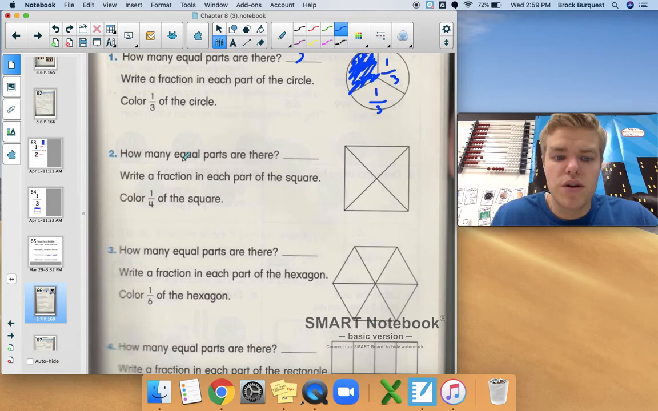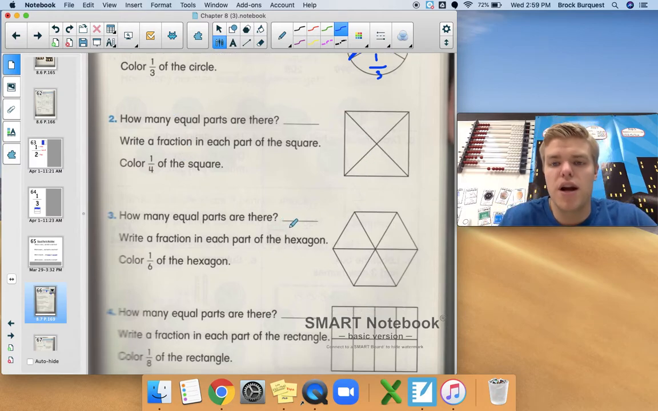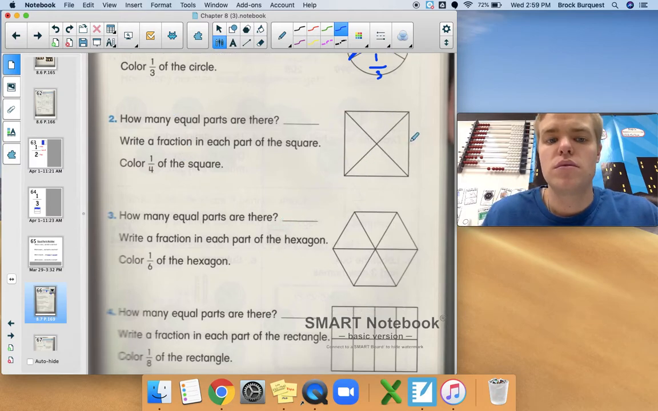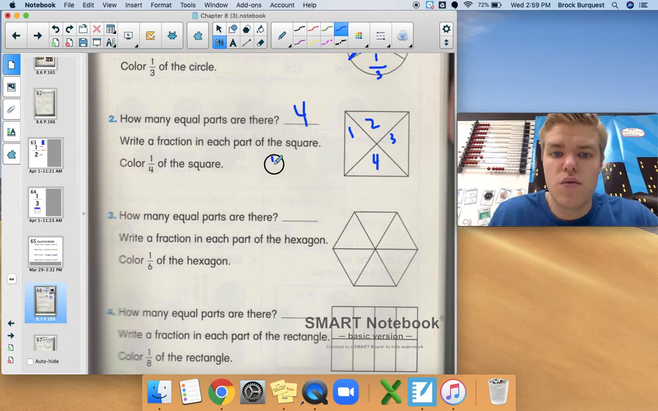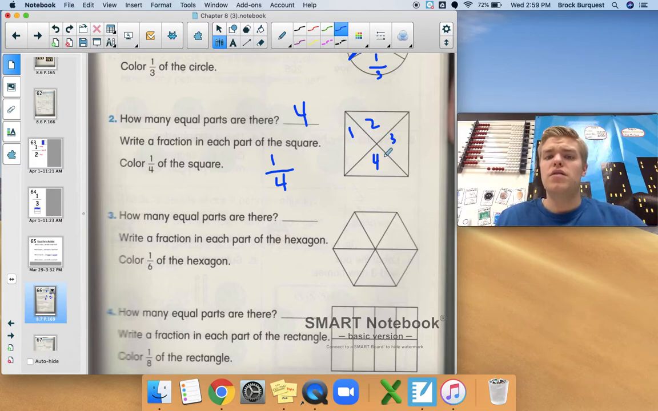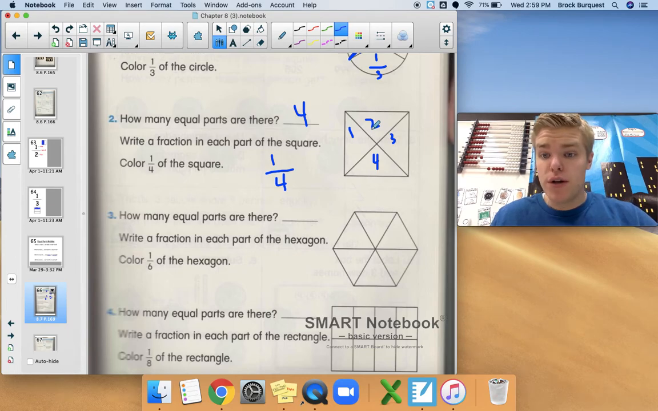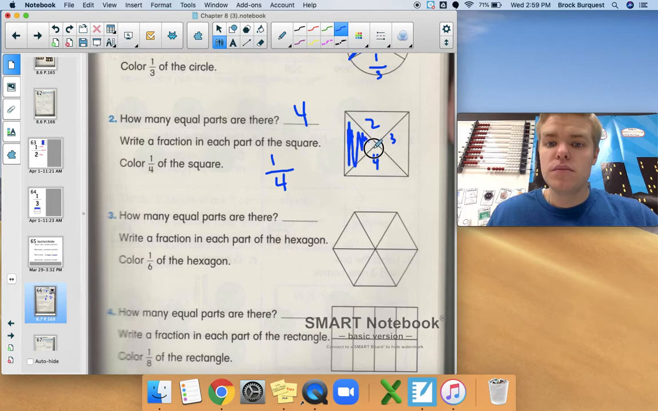Okay? Let's look at the next one. How many equal parts are there? Count in your head. Point. 4. There's 4. You're right. 1, 2, 3, 4. And what would a fraction be? 1/4. So friends, if I was going to color 1/4 of this square, how many spaces would I color in? Right, we'd color in just 1. And that would be 1/4.